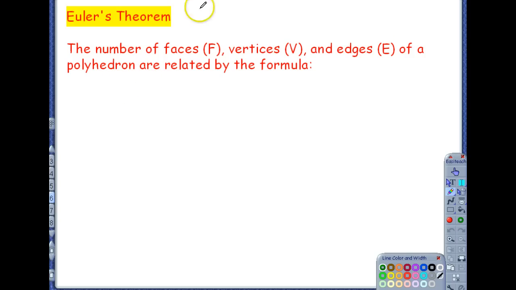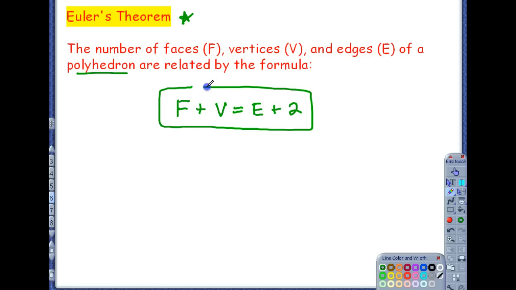Now, if you know Ms. Hooker mentioned the formula list, this is one formula that you want to add to your list. You might have a separate list going and have this added to it. Euler's theorem is basically saying you can take the number of faces plus the number of vertices, and that's always going to equal the number of edges plus 2 for any polyhedron. Again, this only works for polyhedrons. If it doesn't have polygon faces, this wouldn't make sense because you wouldn't have polygons, vertices, or edges.